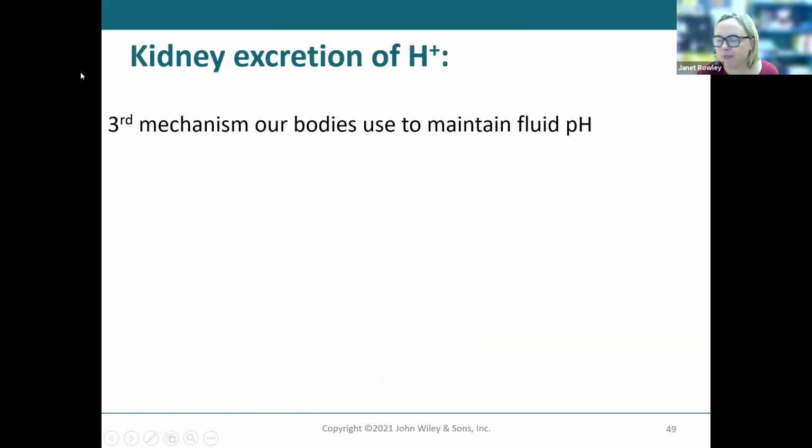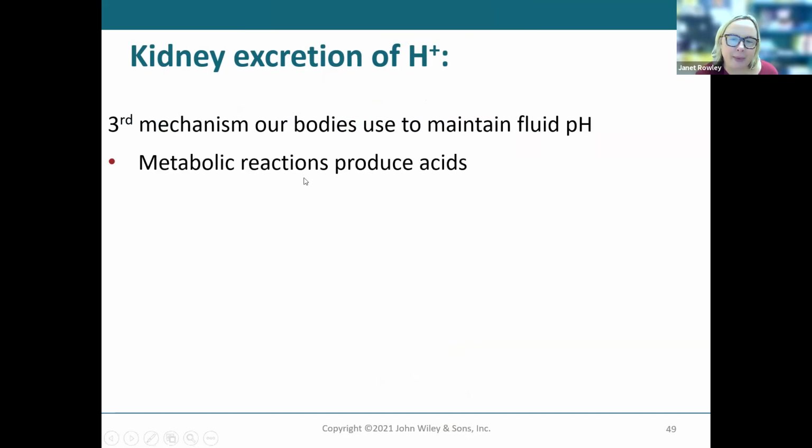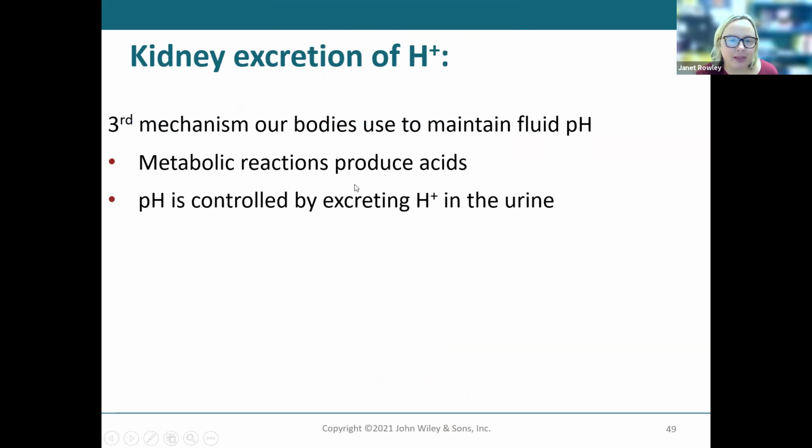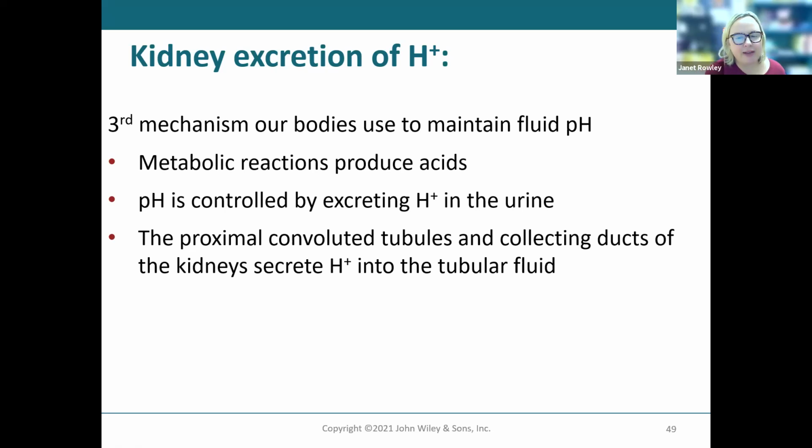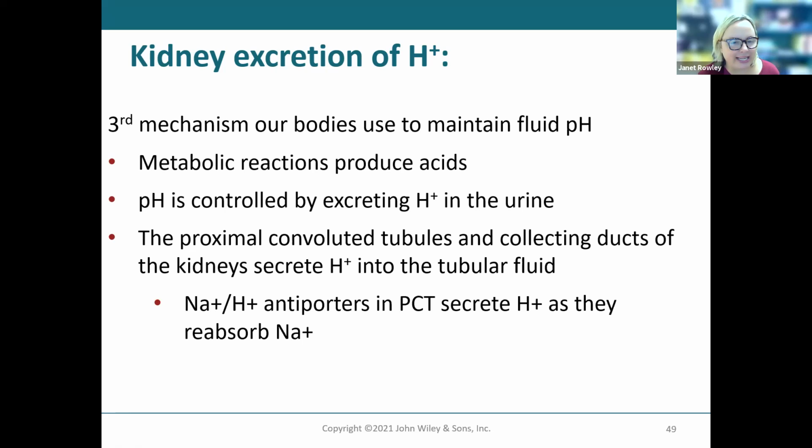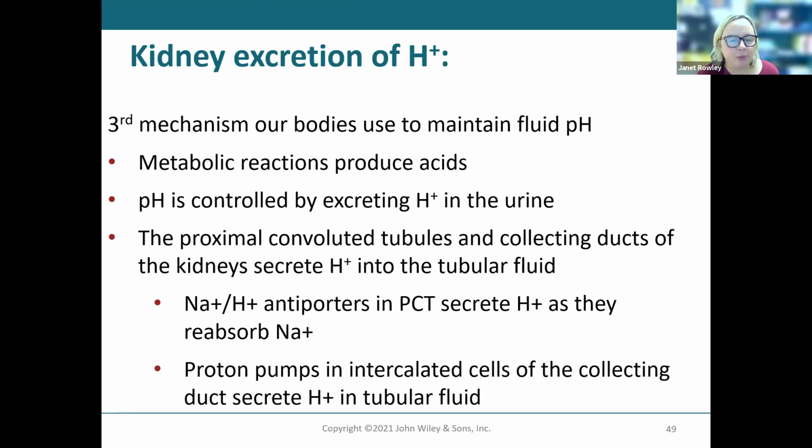The last way we can regulate the fluid pH is through excretion by the kidneys. Metabolic reactions produce acids, and pH is controlled by excreting H plus in the urine. The proximal convoluted tubules and the collecting ducts of the kidneys secrete H plus into the tubular fluid. Sodium hydrogen antiporters in the proximal convoluted tubules secrete hydrogen as they reabsorb sodium. Proton pumps in the intercalated cells of the collecting duct secrete H plus in the tubular fluid.